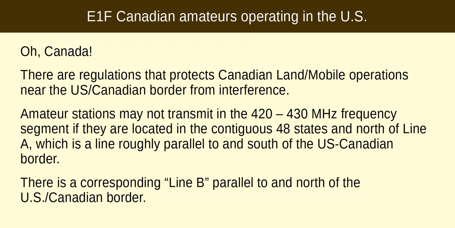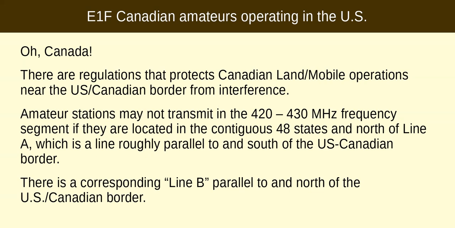And Canada. This brings up Line A, which is some line roughly parallel to the US-Canadian northern border. There's a bunch of specifics, I think, on the next slide. But if you're north of that line, you can't transmit in the 420 to 430 megahertz range at all. And I think there's some other restrictions as far as power.